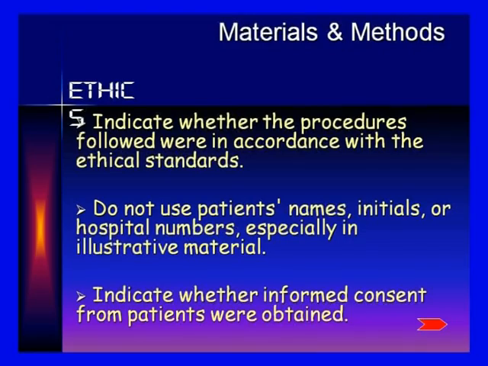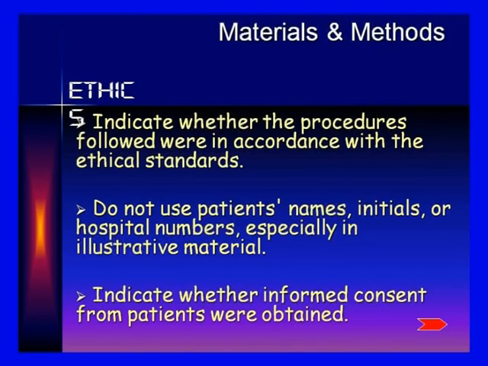Ethics: you indicate whether the procedures followed were in accordance with ethical standards. Your statement about ethics should be found under materials and methods. You cannot ignore it. Many papers don't talk about ethical approval or informed consent, and that is not correct. Of course, with animal experimentation also, whether ethics committee permission has been obtained or not. Now you know that in India, if you don't get animal ethics committee permission and you have proceeded to do an animal experiment study, then it is illegal.